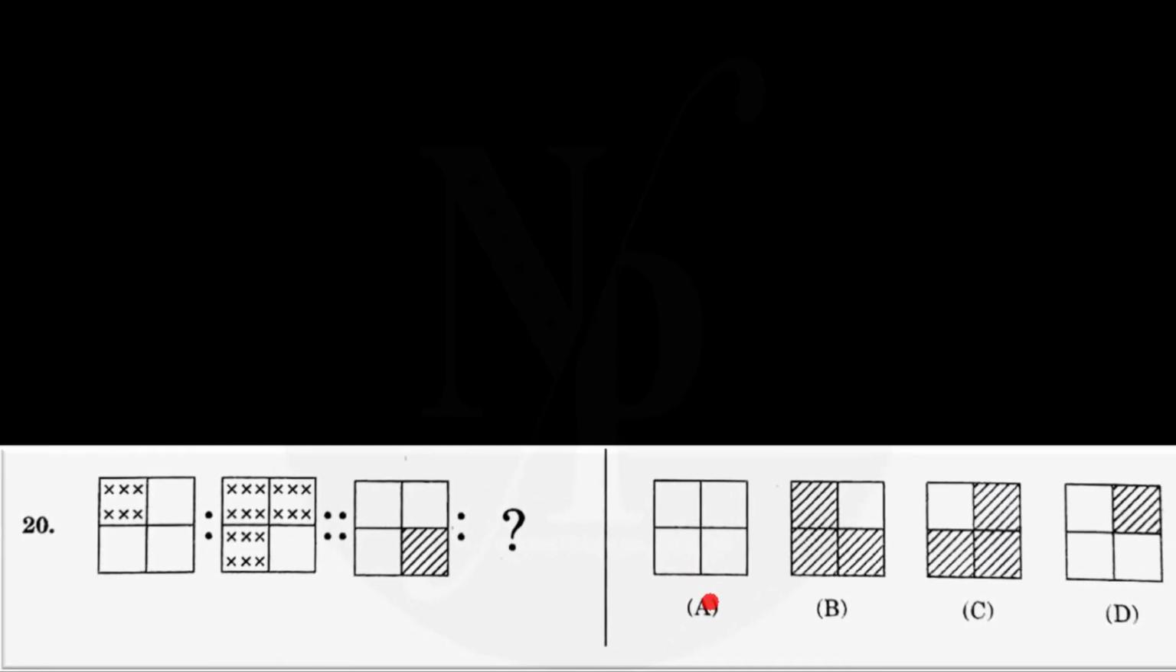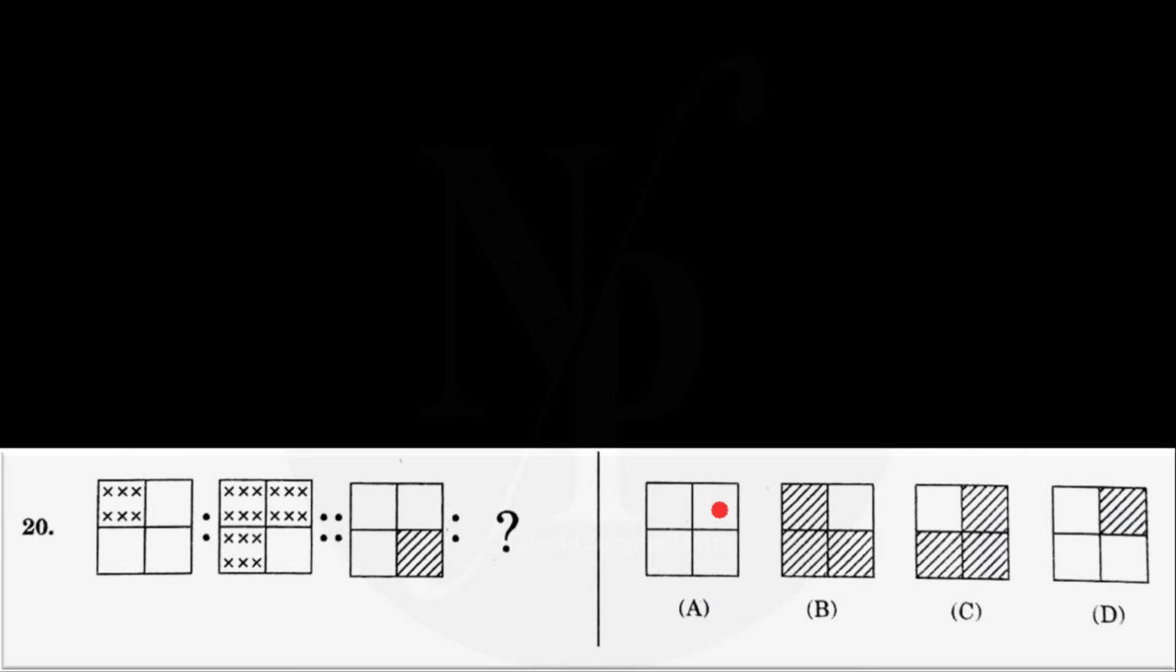Looking at answer figure A, we see that all the small squares are left blank, which is not expected. So this cannot be the right answer for this question. Moving on to answer figure B, here we find the small square which is diagonally opposite to the bottom right small square is filled by drawing slant lines. Actually, we are expecting this square should be blank. So this cannot be the correct answer.